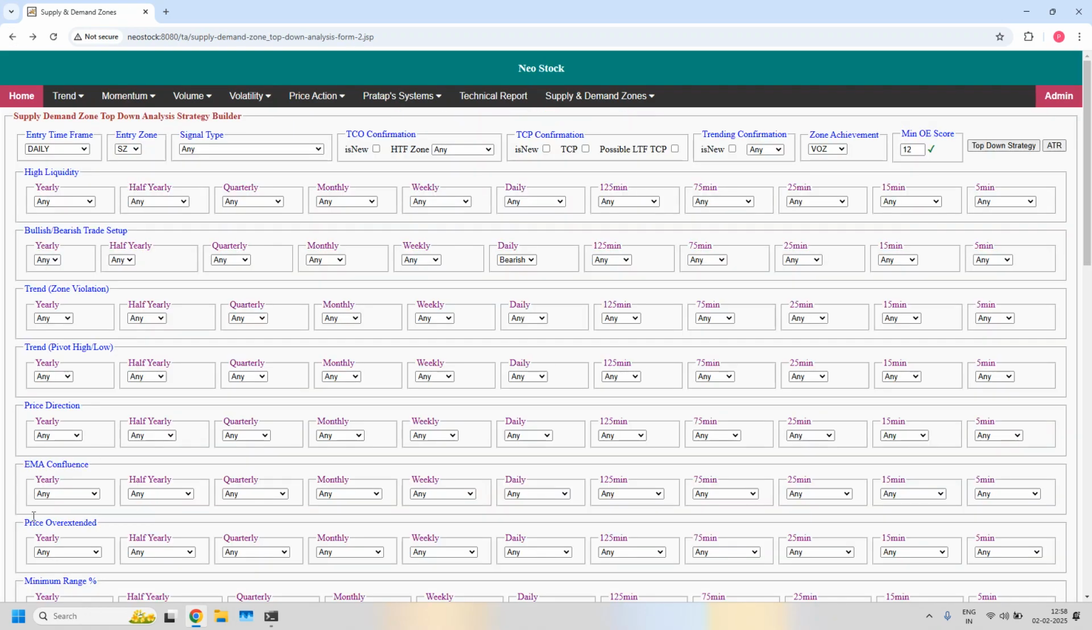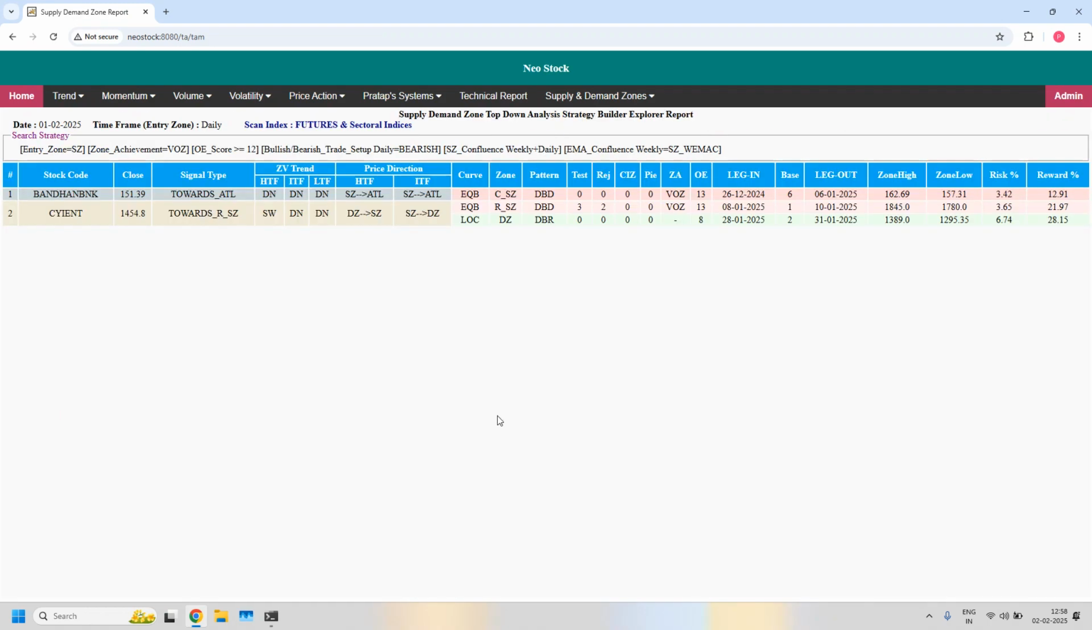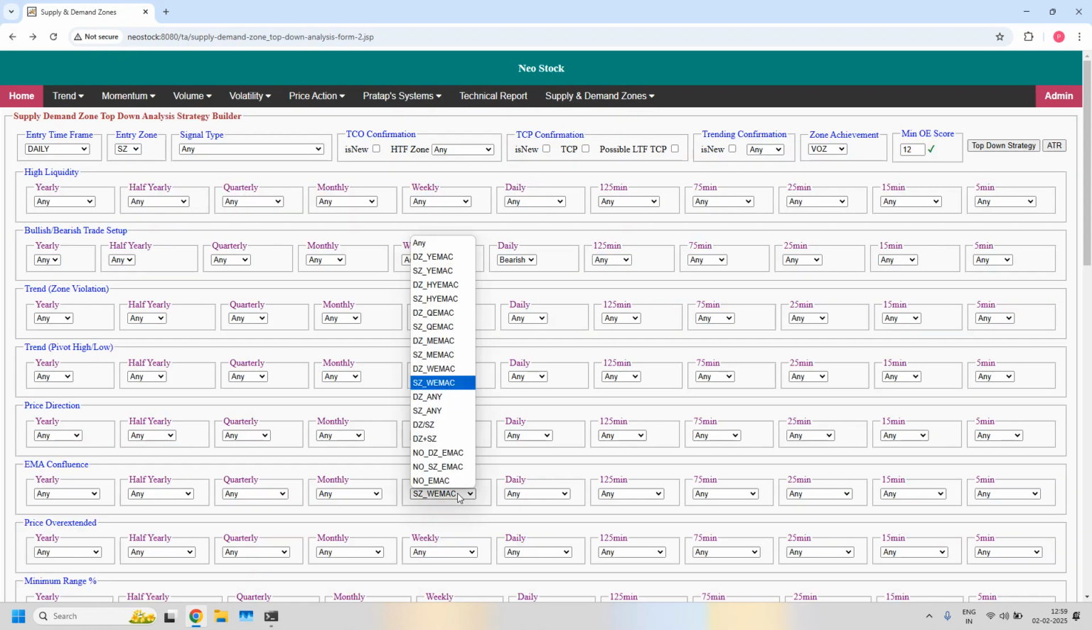In the EMA confluence weekly time frame, I am setting the filter weekly supply zone having weekly EMA confluence. Both are filtered. That means both these are even more high probability trade setup supported stocks. Let's verify even with HTF also. LTF, ITF, HTF supply zone confluence. I am removing EMA filter.